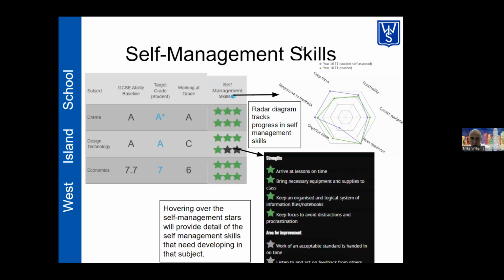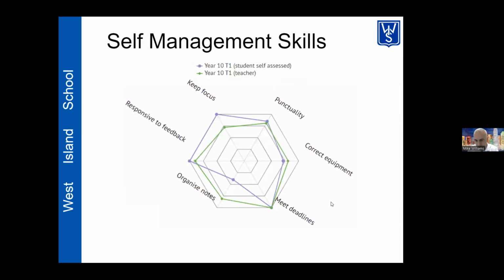And if you click on these self-management skills and hover over them, it'll tell you which ones are strengths and which ones are areas for improvement. And if you hover over this little blue radar diagram here, you'll get something like this. This will show you how the teachers have assessed your child's self-management skills in each term. You'll see different lines for different terms. We'll get students to self-assess where they think they are with this. Something we use more lower down the school, but it has merit also in Year 12.